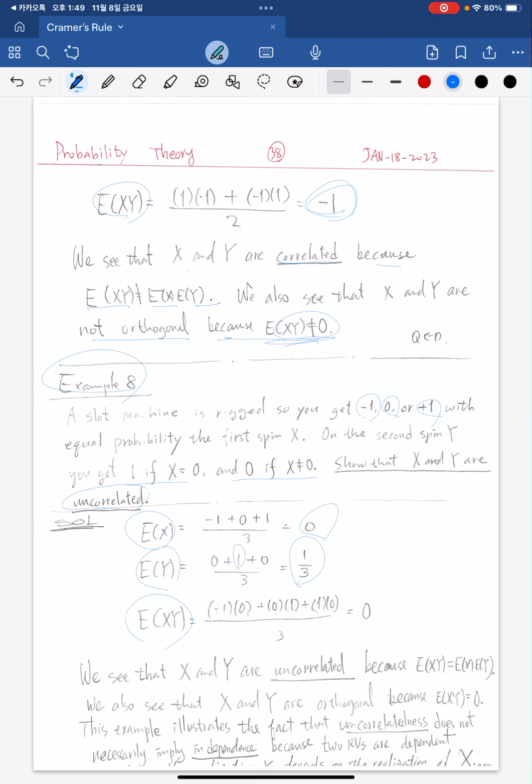하면은 이거 전부 0 되고. We see that X and Y are uncorrelated because E[XY] equals E[X]E[Y]. We also see that X and Y are orthogonal because E[XY] equals 0. The example shows the fact that uncorrelation does not necessarily imply independence, because the two are always dependent.